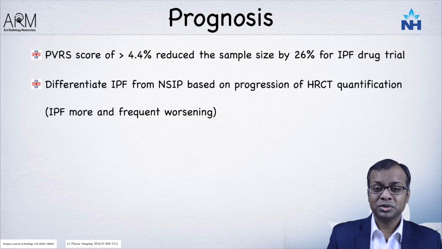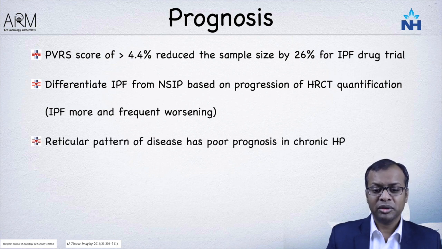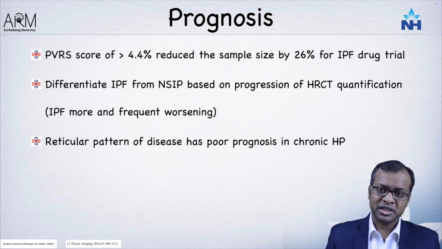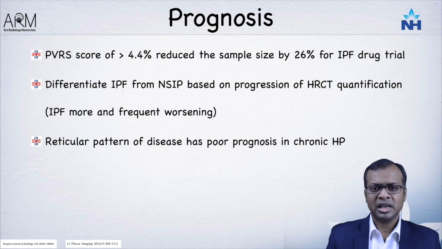It is also useful to differentiate IPF from NSIP pattern based on the CALIPER software, whereby more reticular patients tend to be of NSIP pattern of ILD rather than the IPF or UIP pattern of ILD. Also, remember, a reticular pattern of disease has a poor prognosis in chronic hypersensitivity pneumonitis. This is very well documented and researched in patients who have extensive reticulation as part of hypersensitivity pneumonitis. They do poorly. Similar results are available with systemic sclerosis also, where honeycombing is a poor prognostic feature. People who have a UIP pattern also have a poor prognosis.